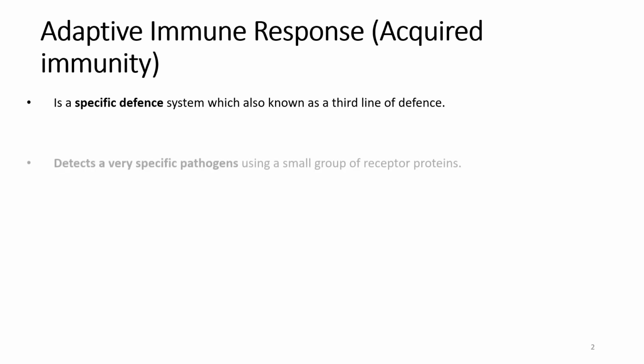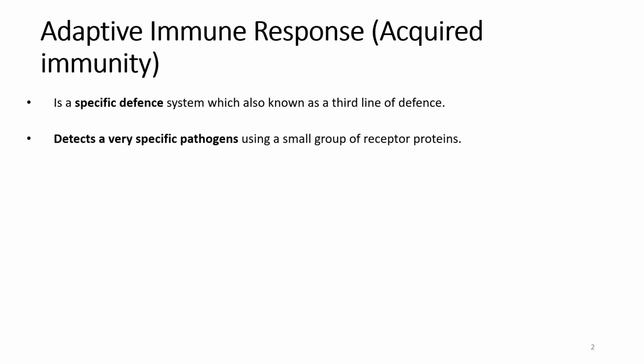So let us discuss the adaptive immune response, also known as acquired immunity. The adaptive immune response is a specific defense system, which is also known as the third line of defense. It detects very specific pathogens, such as bacteria or viruses, using a small group of receptor proteins that can be found embedded on their cell membrane.